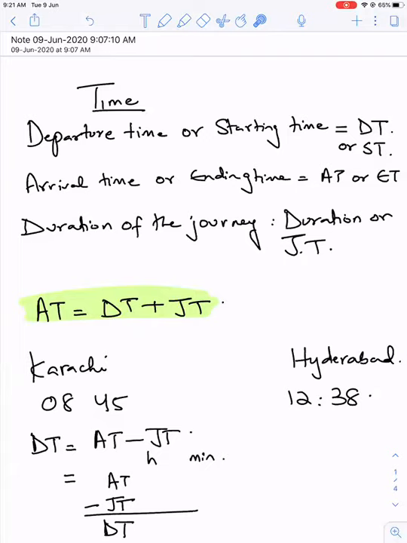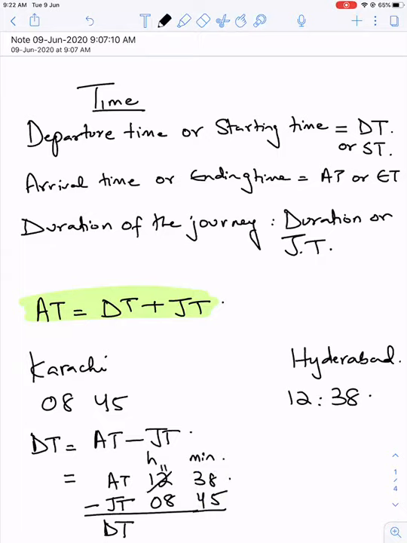The ending time of the journey is 12 hours 38 minutes and the starting time of the journey is 8:45. First of all, you need to ask yourself, can you subtract 45 minutes from 38 minutes? You cannot. So you first have to borrow an hour from the hours column. There are 12 hours in the hours column. You borrow an hour from here, so you will be left with 11 hours.